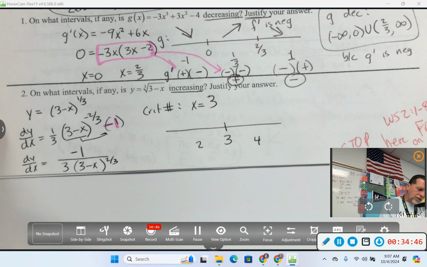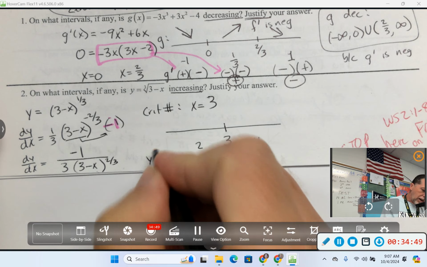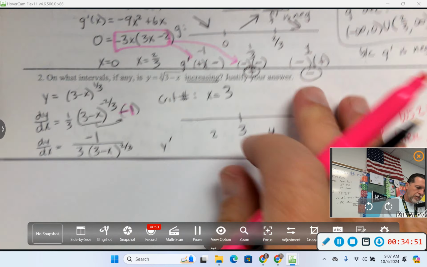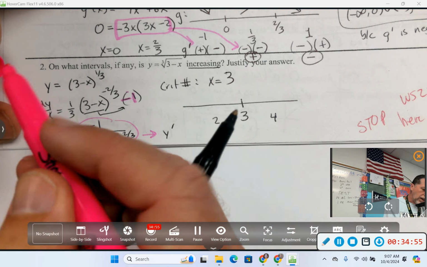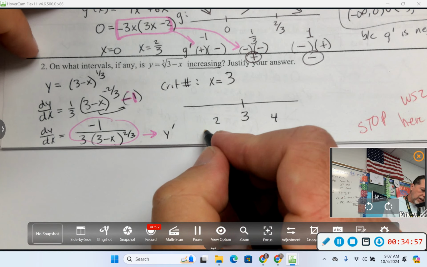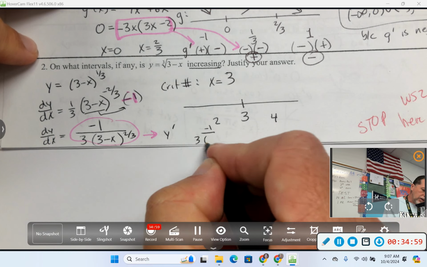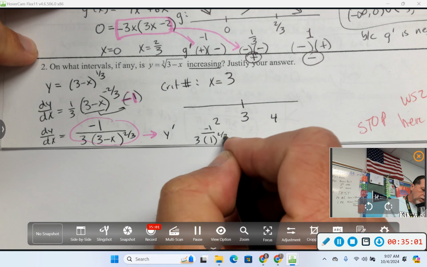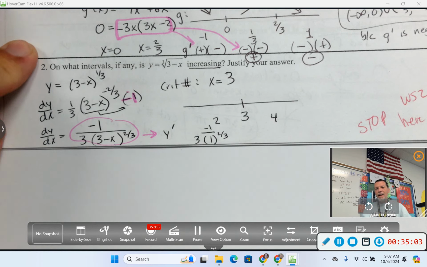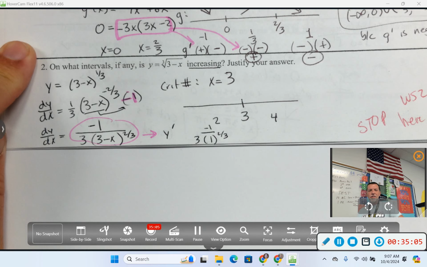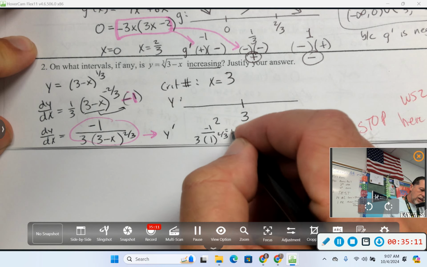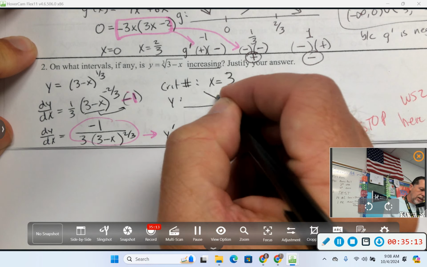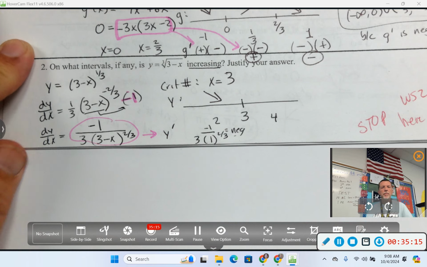All right, if I plug in 2, I'm plugging into y prime. So plugging into this guy. Let's see, that would be negative 1 over 3 times 1 to the 2 thirds. Again, I don't really care about the values. I only care about the sign. That's going to be negative. Equals negative. So y is decreasing.